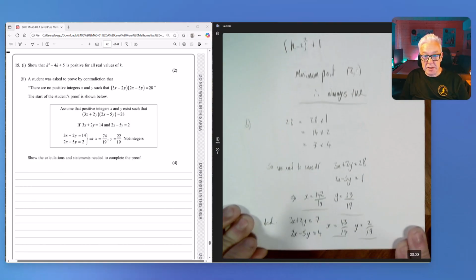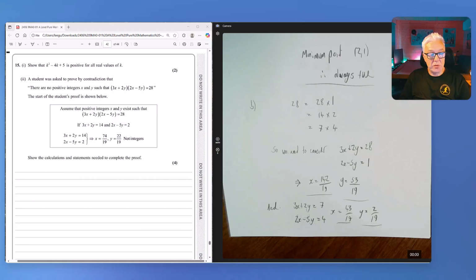The next bit. A student was asked to prove by contradiction that there are no positive integers x and y such that (3x + 2y)(2x − 5y) = 28. The start of the student's proof is shown below. So the student has assumed the opposite. They've said, assume that positive integers x and y exist such that that expression is true. It says, show the calculations and statements needed to complete the proof.